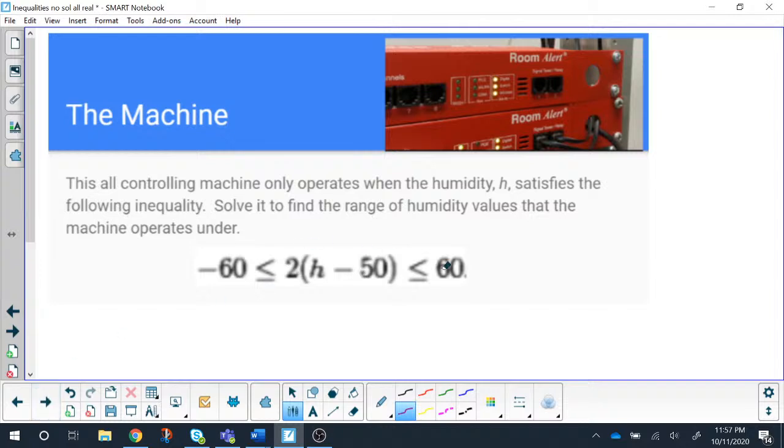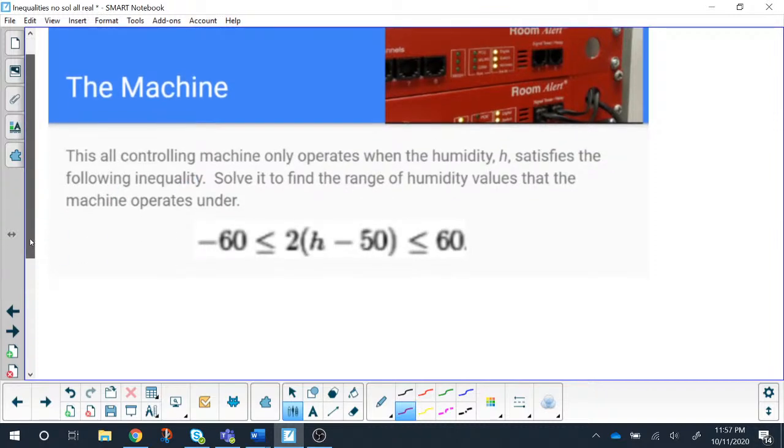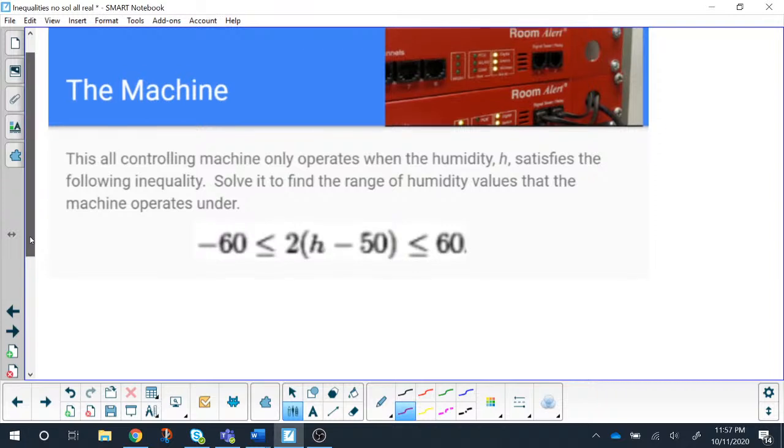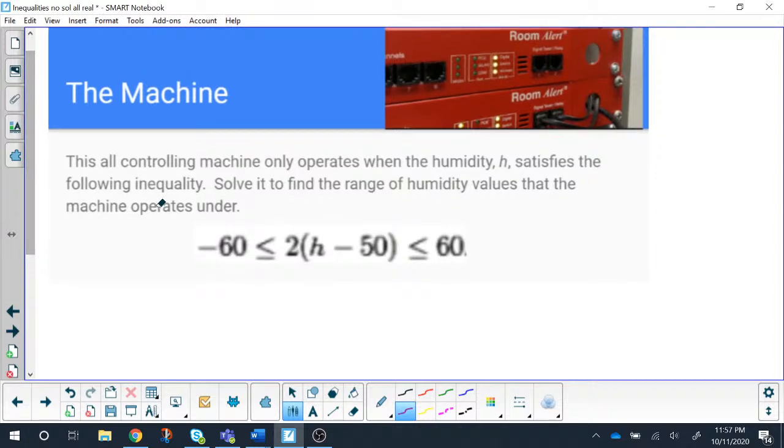One more problem. A little blurry, but we'll go with it. This all-controlling machine operates when the humidity H satisfies the following inequality. We want to find the range of humidity values that the machine operates under. So here's our inequality, compound inequality, to let us know how the all-controlling machine works.